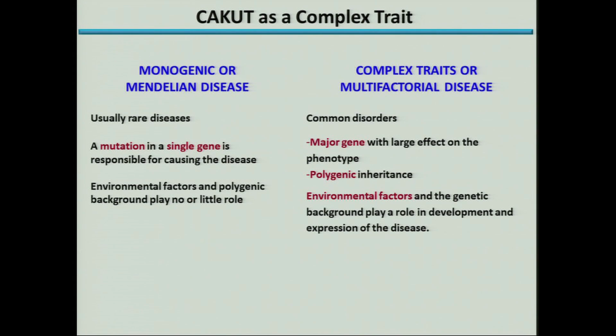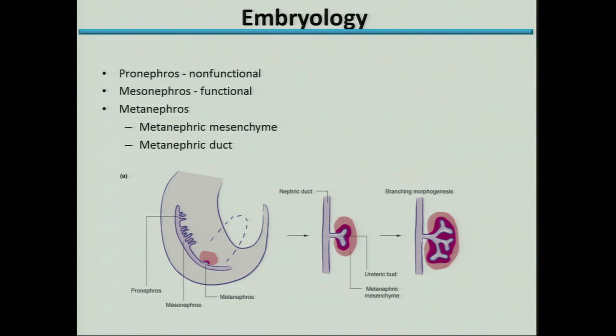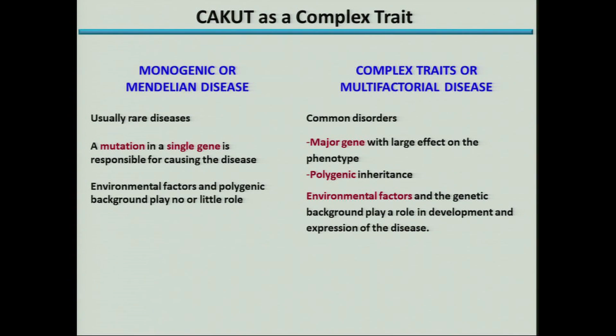So CAKUT as a complex trait, the thought is that there's most likely a polygenic inheritance, and that there is some influence of the environment, and that plays a role in the development and expression of the genes that are involved in this disease. So to understand more about the genetics and how CAKUT actually develops, we do have to go over a little bit of embryology, as you all remember from medical school.